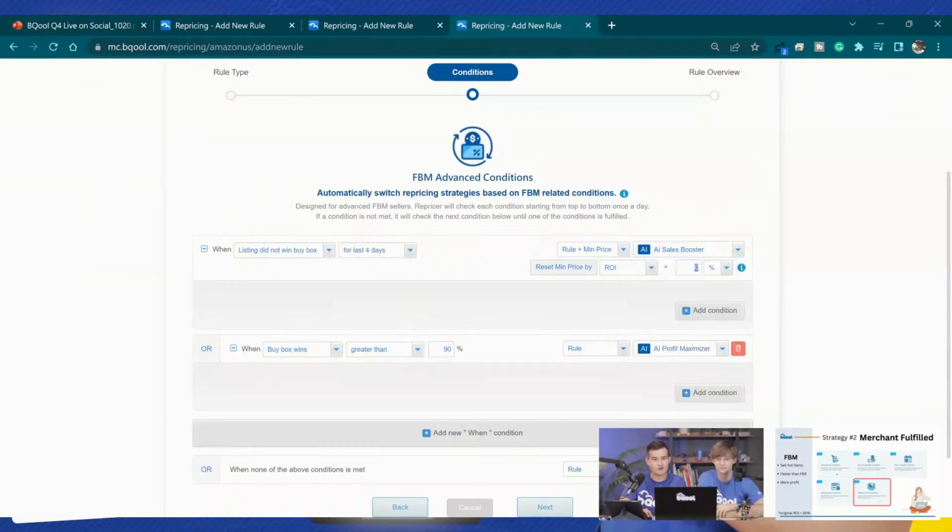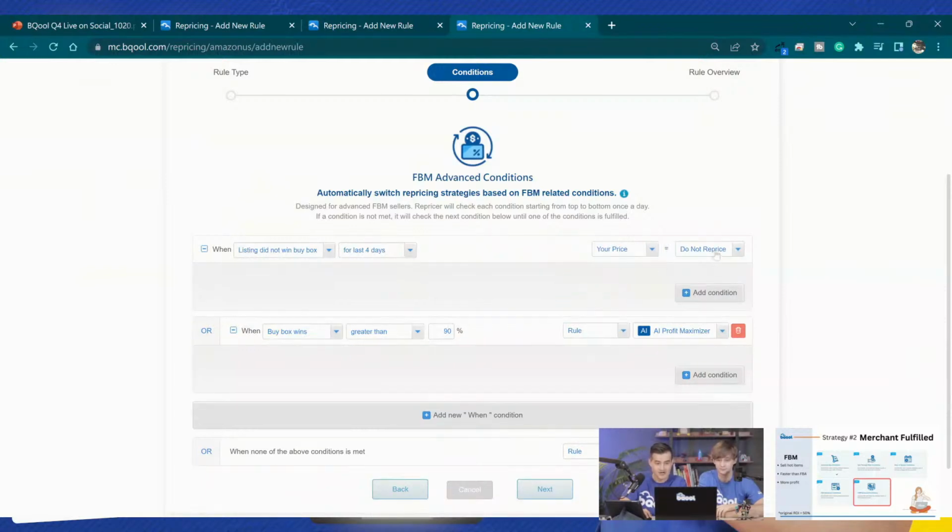And then maybe for your ROI, because for FBM you don't have to pay for the fulfillment fees, right? So you're saving maybe around 10 to 15% on that. Here, your ROI originally, let's say it was 40%. Then maybe I would be willing to lower it to 35%. So I can do that. I could also go to your price, I could go to the buy box price, and then from the buy box price, I can minus a certain amount.